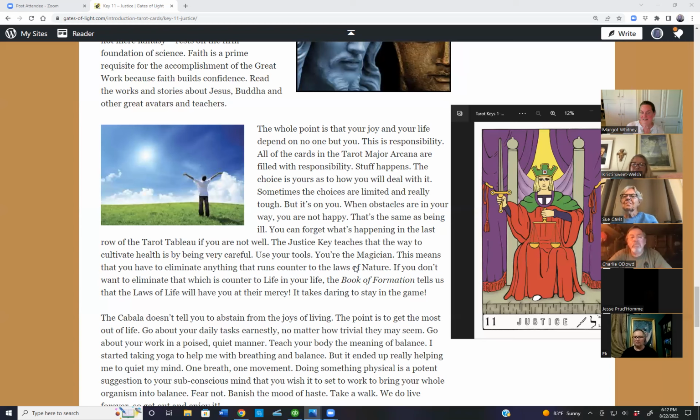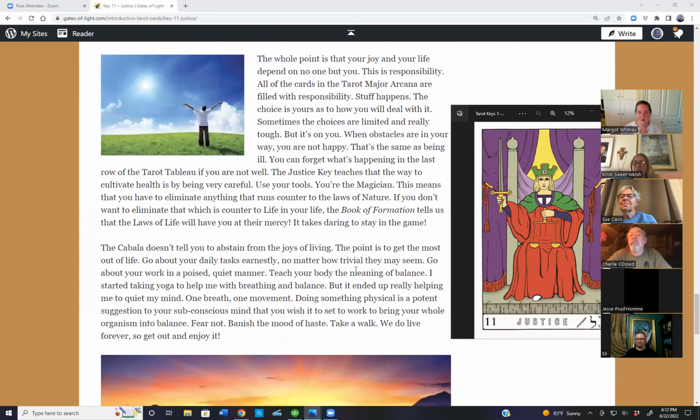The Justice Key teaches that the way to cultivate health is by being very careful. Use your tools. You're the magician. This means that you have to eliminate anything that runs counter to the laws of nature. If you don't want to eliminate that which is counter to life in your life, the Book of Formation tells us that the laws of life will have you at their mercy. It takes daring to stay in the game.